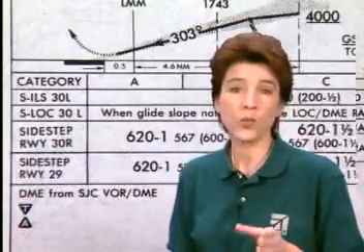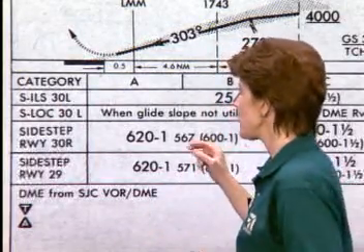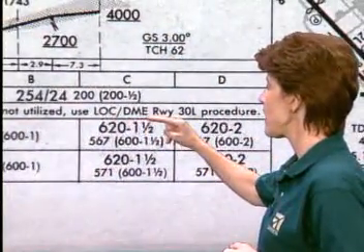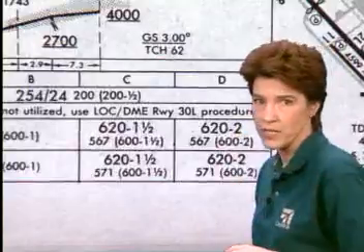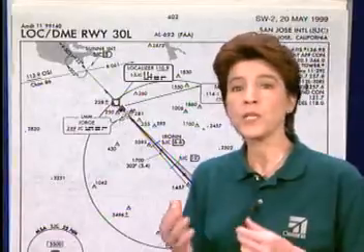But look at the ILS runway 30 left approach to San Jose, California. If the glide slope is not utilized, there's a note here instead saying to use the localizer DME runway 30 left procedure. In this case, if you're flying the approach without a glide slope, you would use a completely different approach plate. One reason for having two different charts is that it helps to cut down on the clutter on the charts if the approach is complicated. Of course, if the localizer itself is out of service, you're out of luck. You'll have to pick a completely different approach to fly, such as a VOR or GPS approach.